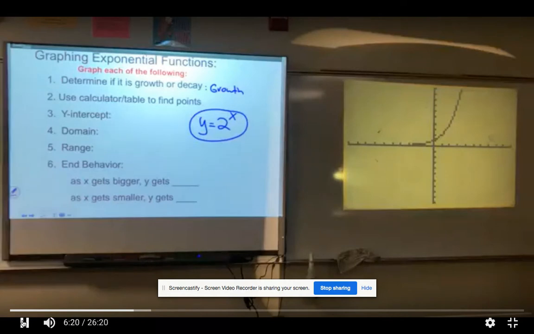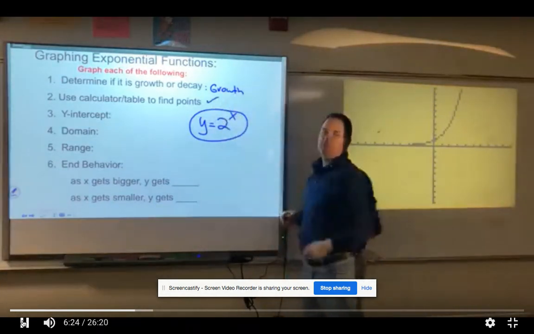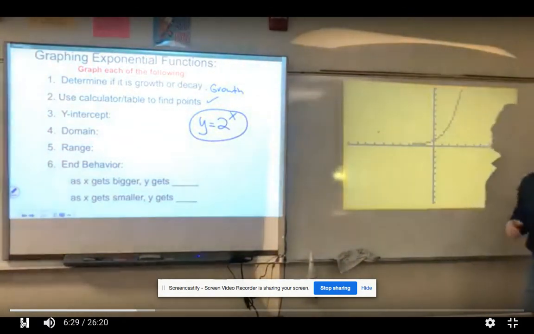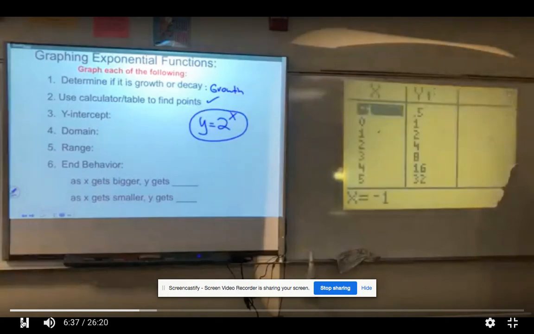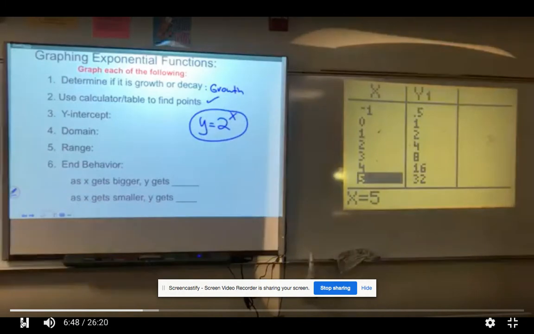Now, number 2 over here says, use the calculator to find some points. Well, rather than picking our own points and making our own table of values, does the calculator have a table built in? Yes, it does, and I think we've worked with this before. On my calculator, if I press second graph, it goes to my table. And if I look carefully here, there are a bunch of nice points.